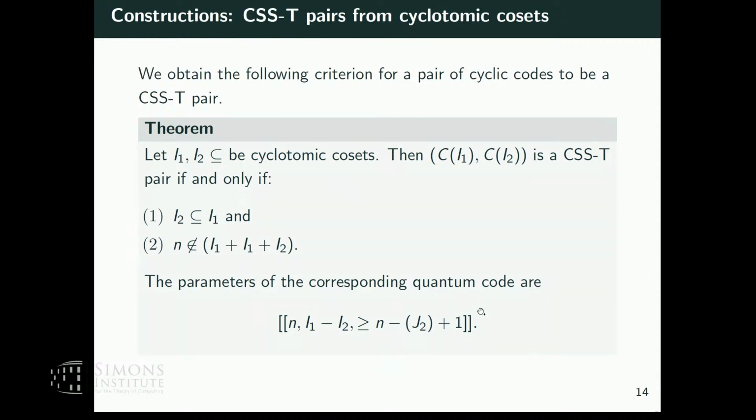There are lots of details, but the main point is that from all this machinery, you can actually determine when such a code is CSS-T. So it gives you a way to manufacture cyclic CSS-T codes, given the cyclotomic cosets being related in such a way, as shown here in 1 and 2. So this gives us a way to define a quantum code that's CSS-T with the parameters that you see here.